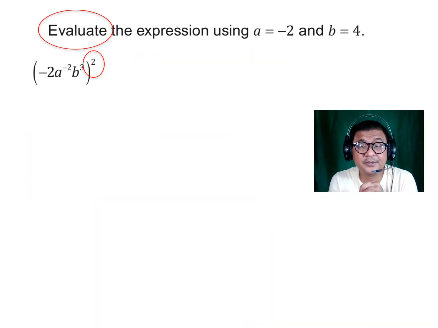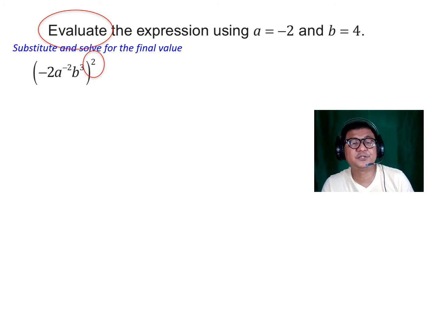Okay, for this problem, we are asked not just to simplify, but to evaluate. What do we mean by evaluate? Evaluate means you substitute and solve for the final value. So they're telling you now, instead of using A, I use negative 2. Instead of using B, I use a positive 4. Okay, so first of all, when you substitute, you're tempted to substitute the numbers immediately to the letters. Don't do that first. My suggestion is to simplify things first.